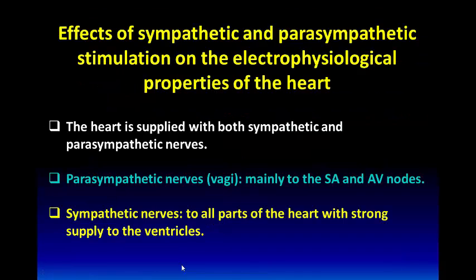Finally, let's very briefly describe the effects of the sympathetic and the parasympathetic stimulation on the electrophysiological properties of the heart. We have described the effects of sympathetic and parasympathetic stimulation on the cardiac contractility in the previous lecture. The heart is supplied with both divisions of the autonomic nervous system, the sympathetic and the parasympathetic. The parasympathetic nerves, the vagi, mainly innervate the sinoatrial node and the AV node and the atria, but not the ventricles. On the other hand, the sympathetic nerves innervate all parts of the heart with a strong supply to the ventricles.